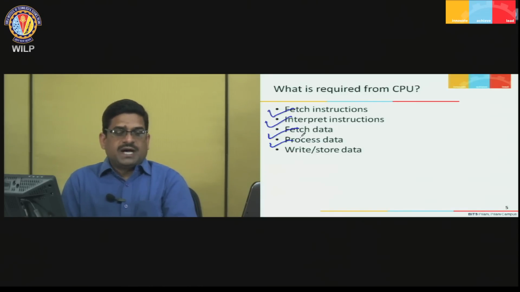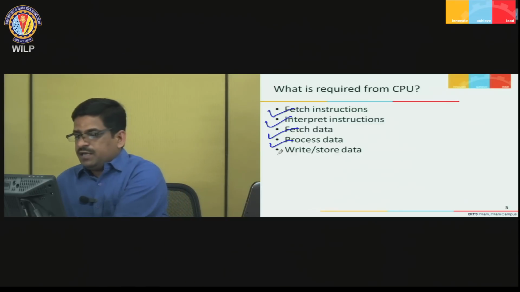After fetching the data, if required, the data may have to be processed, let us say for R3 equals R1 plus R2. Processing here involves an addition operation. So in the ALU, the adder circuit has to be enabled at that time by the control unit by sending the appropriate control signals, and then the data will be processed. Processing data does not always mean doing an arithmetic operation only; it can also be a logical operation.